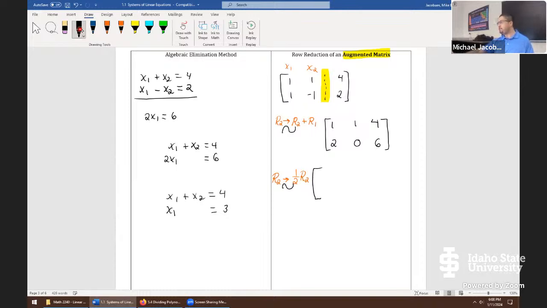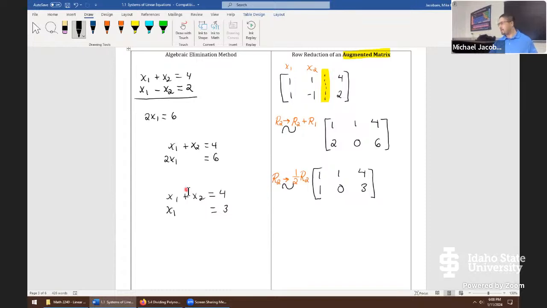So here's the new augmented matrix, 1, 1, 4 to start for row 1. And then we divide row 2 by 2, we get a 1, 0, 3. Let me try to fix that 3. So we're getting there, folks. Again, if you look at this row, it's 1, 0, 3 matching with this, and this is still a 1, 1, 4. All we now need to do is solve for x2. Any questions at this stage so far?